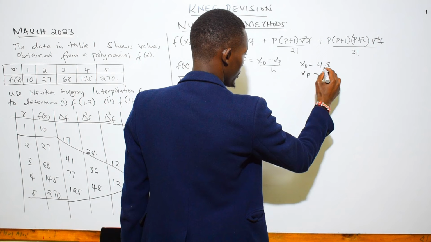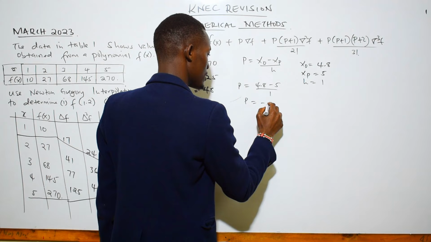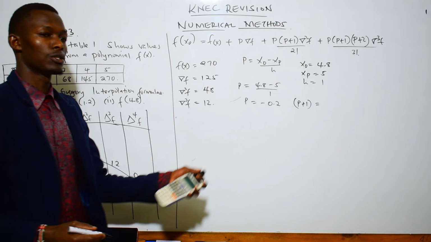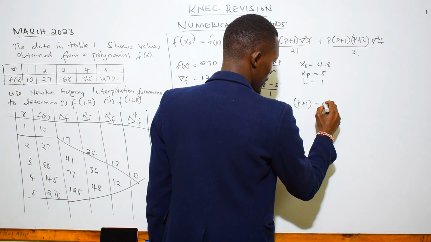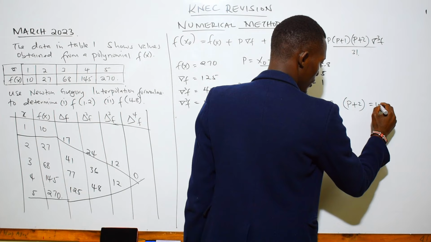So our p in this case will be given by 4.8 minus 5 over 1, and this p now will be negative 0.2. Now we can get p plus 1 and p plus 2. So we have p, then p plus 1. What is negative 0.2 plus 1? That gives you 0.8. Then we have p plus 2, which is negative 0.2 plus 2, that gives you 1.8. Then just replace your values with the formula that you have been given.